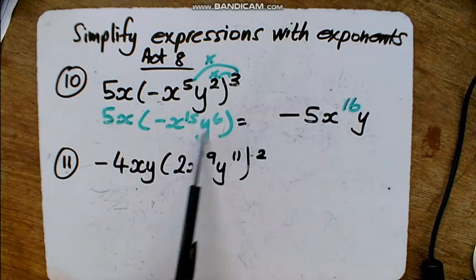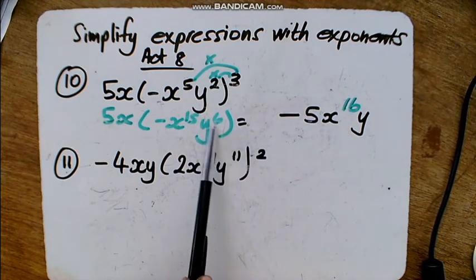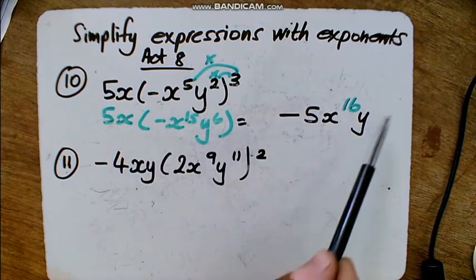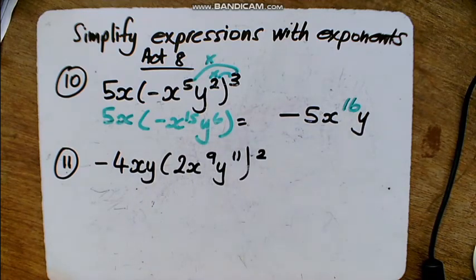But now we have this y to the 6. So it's y to the 6. This is all in brackets. So this will remain y to the 6. Don't forget that when we multiply, we push it together. Let's look at the next one.